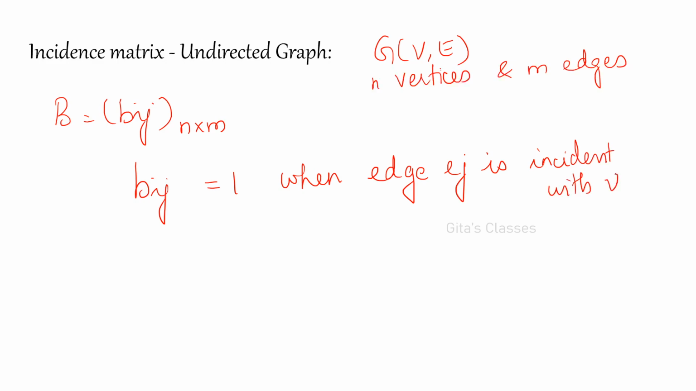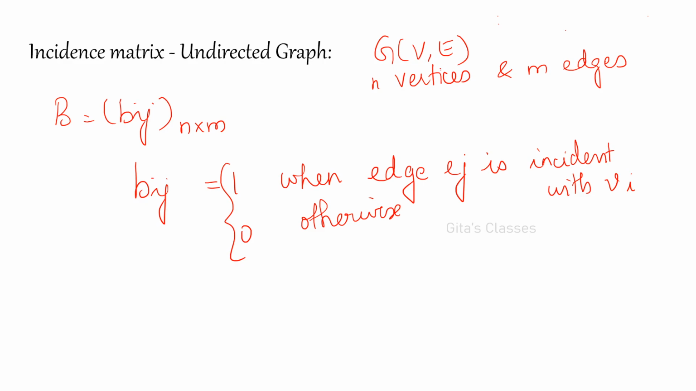I have already told you, suppose you have Vi and Vj and this is Ej. If Ej is incident with Vi, then you write 1, otherwise it is 0. This is for an undirected graph.